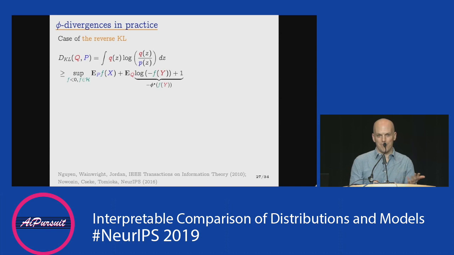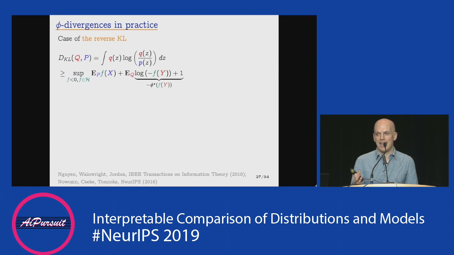And you can prove, and that's what these papers do, that if you use this dual form, which in the case of reverse KL is minus log minus f minus 1, and then I've taken a minus sign in front of all of that, so I get plus log minus f plus 1, then I get a lower bound on my KL. And the lower bound becomes tighter as I optimize over my function class h. So if I optimize well, my lower bound is going to be tight.